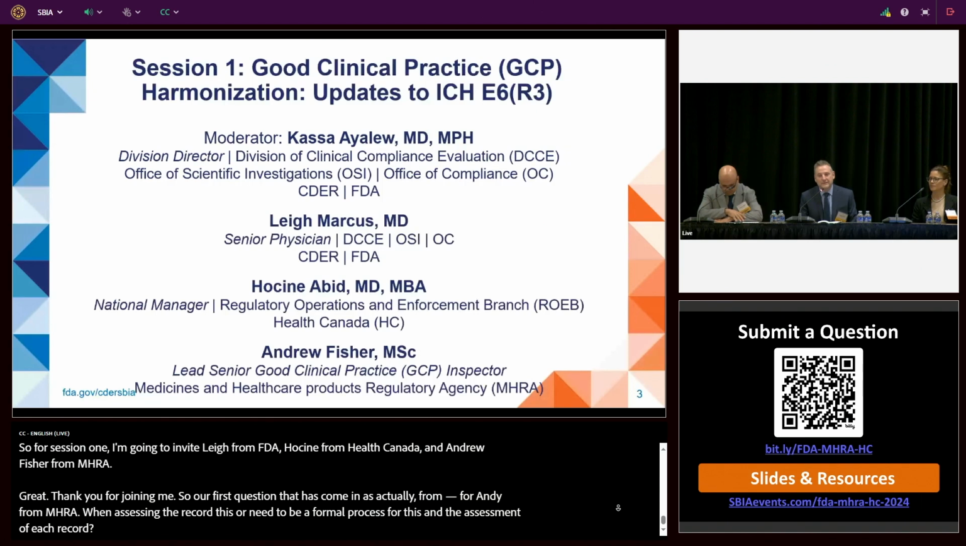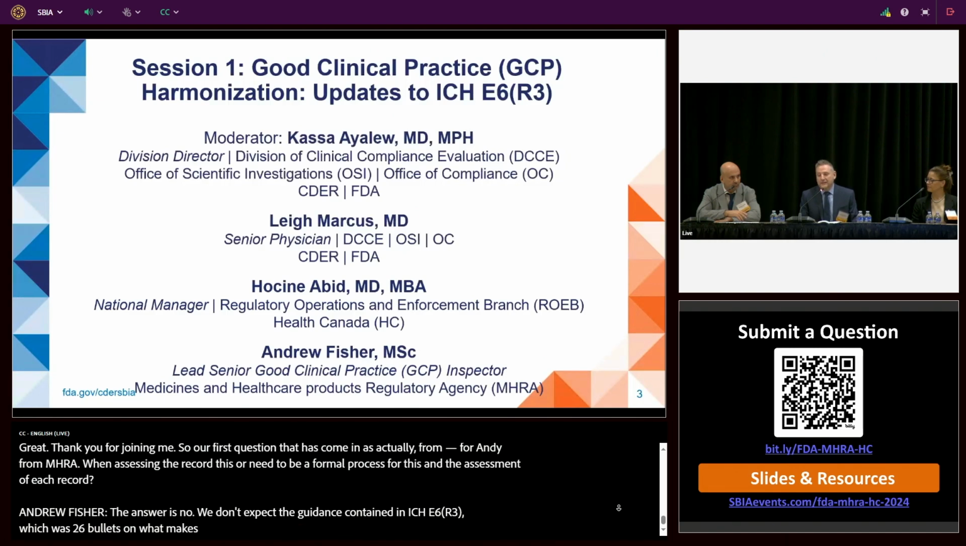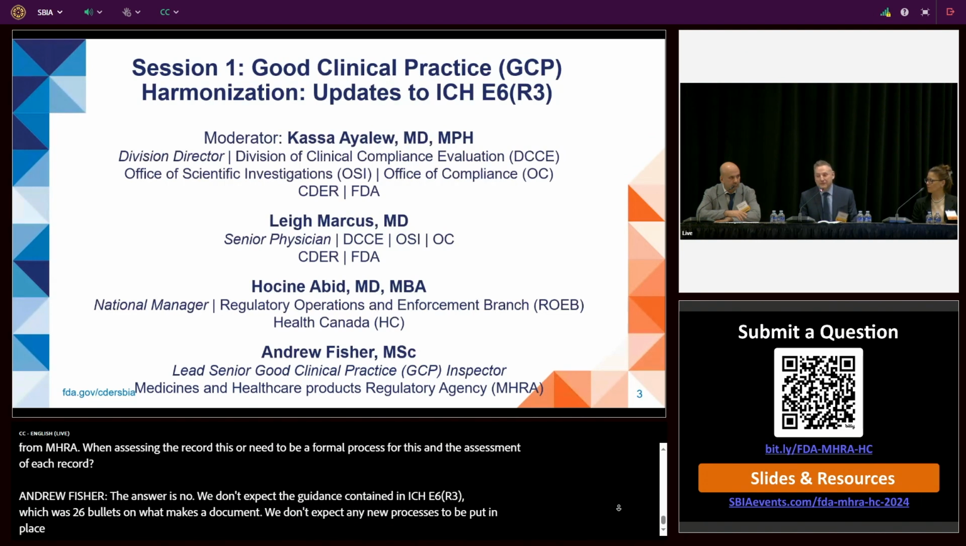We don't expect the guidance that's contained in ICH GCP R3, I think there's 26 bullets on what makes a document essential. We don't expect any new processes to be put in place that every document or record that comes along, you have to formally assess it against those criteria and document your assessment. That's just going too far.